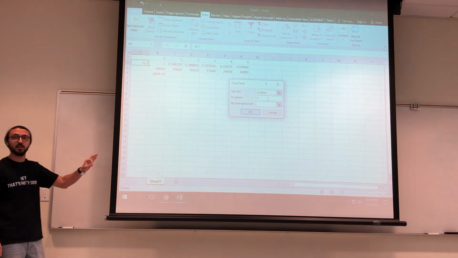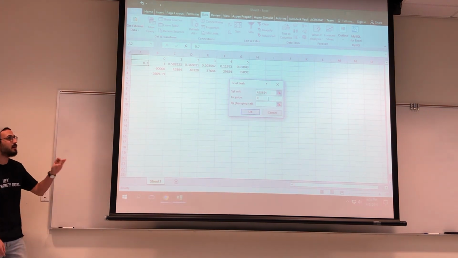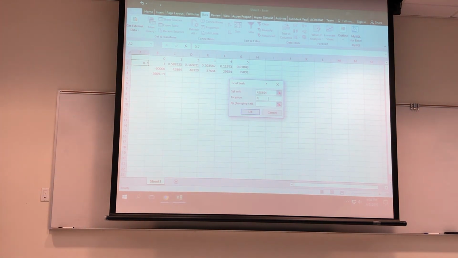It says set cell, that's our objective. We want to make that cell, and the objective that we're looking for is 0, by changing the MARR, which is our variable. This is by functions affecting this one, right? So we just say okay.